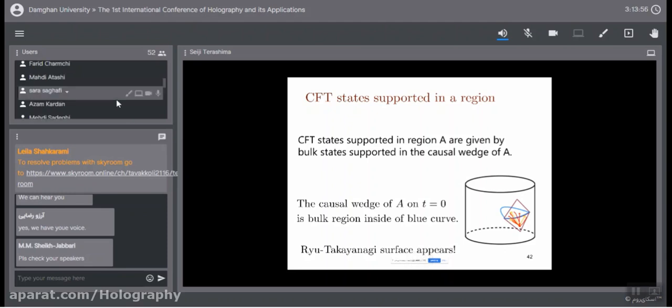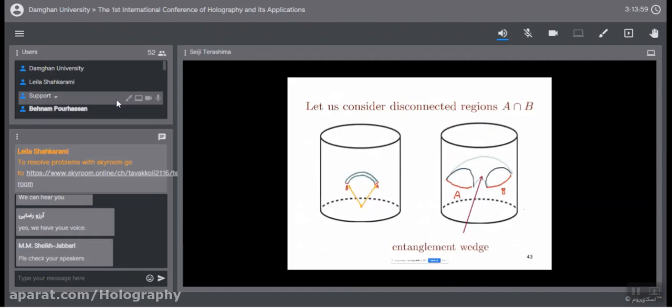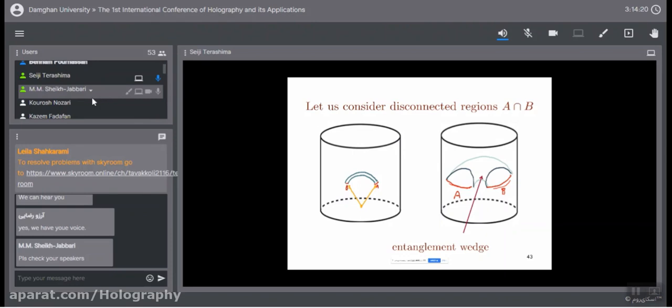And we can recover it from our picture. Well, maybe it's not surprising, but let us consider the disconnected regions A and B. In this case, people think of the so-called entanglement wedge. The entanglement wedge is the inside of this region. People think the state inside the entanglement wedge can be reconstructed from A and B. But it's a bit mysterious how to construct such a state in the wedge.